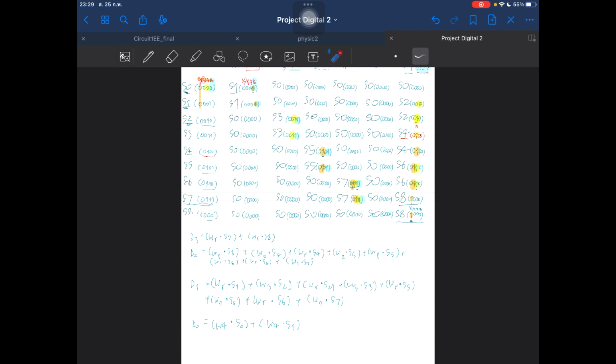And finish, and look at each one. This is 0, 0, 0, 0, 0. Then state 1 is finished. Go to state 2.